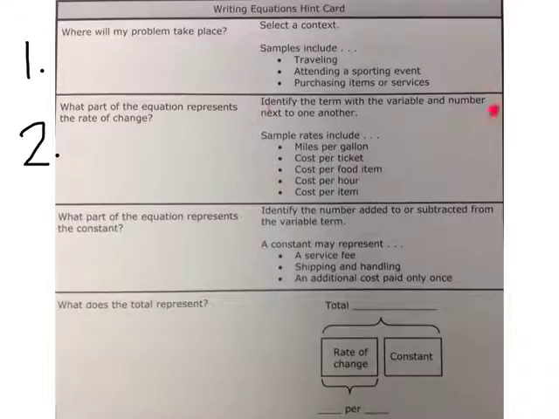is the variable and the constant. What is the rate of change? Some rates include miles per gallon, cost per ticket, cost per hour, etc.